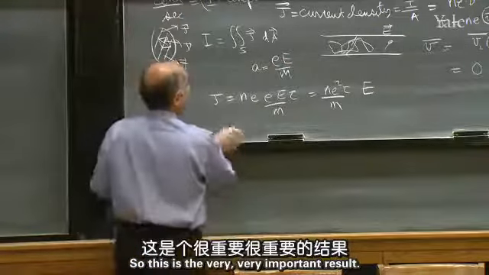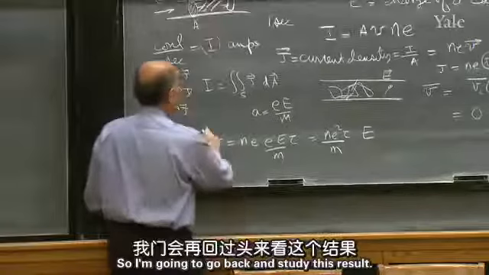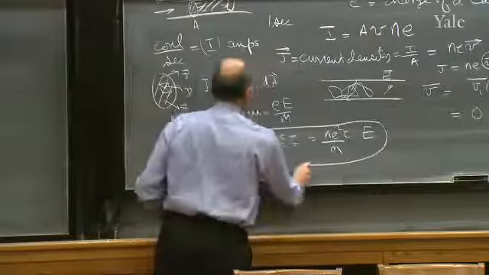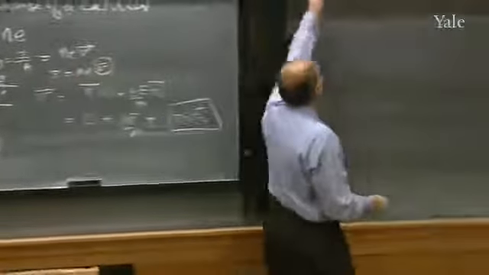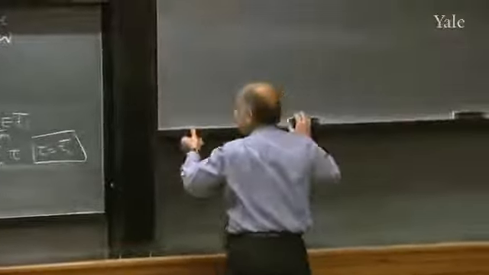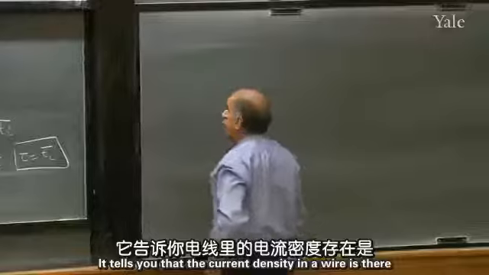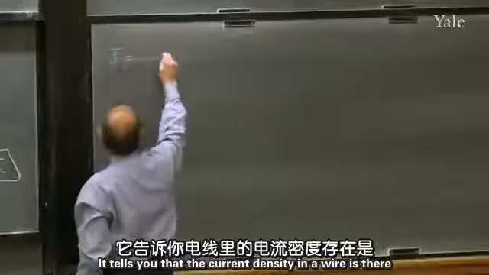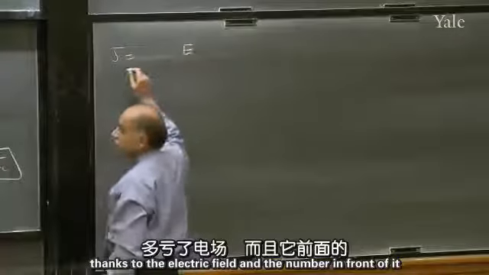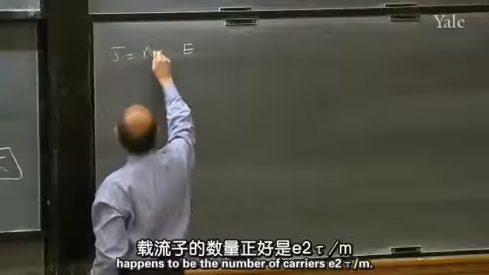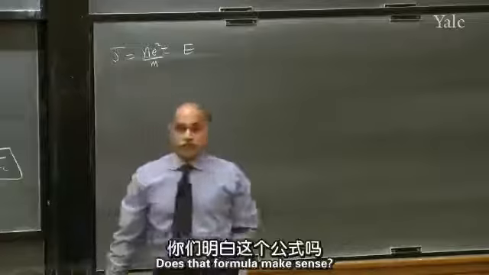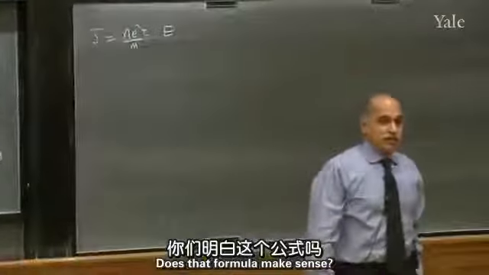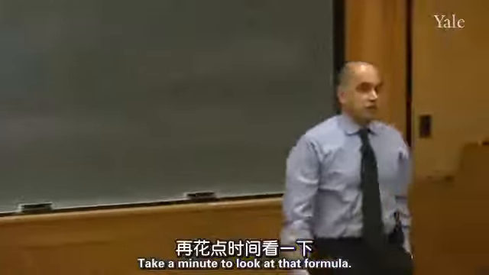So this is a very, very important result. So I'm going to go back and study this result. It tells you that the current density in a wire is there thanks to the electric field, and the number in front of it happens to be the number of carriers times e squared tau over m. Does that formula make sense? Take a minute to look at that formula.